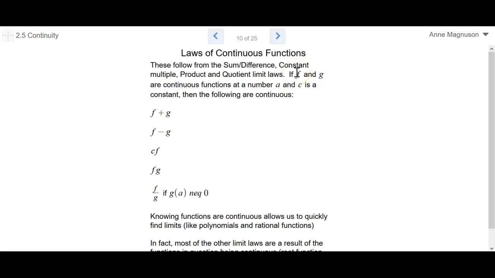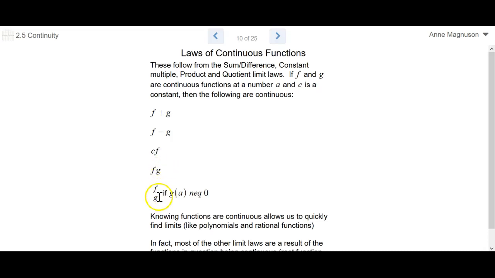Since continuity's definition is derived from limits, those laws of limits apply to continuous functions. So if you have two continuous functions, their sum and difference is a continuous function. I can multiply a continuous function by a constant, and that's still continuous.